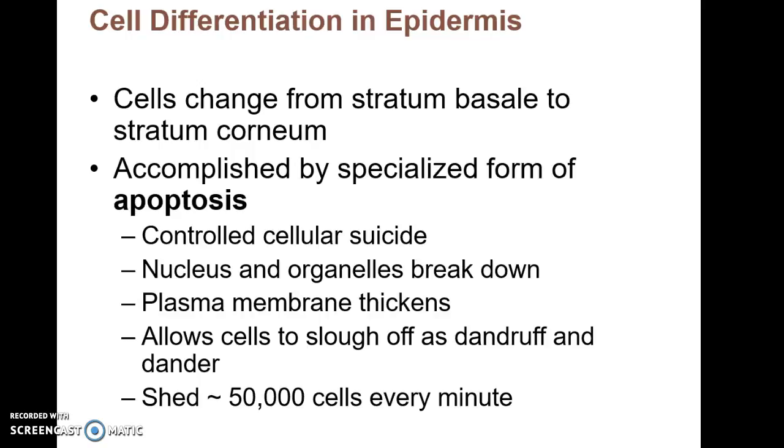Alright, please put a star beside apoptosis in your notes. Apoptosis is the process of controlled cellular suicide. The purpose is to eliminate cells that are unneeded, that are stressed, or that have aged and are no longer of any benefit to the body.